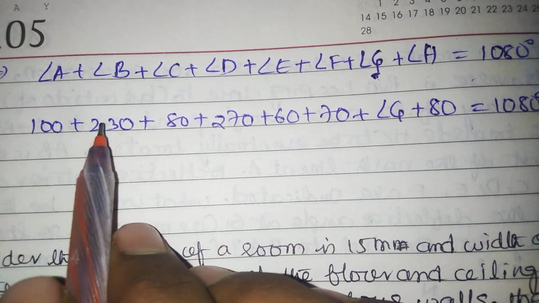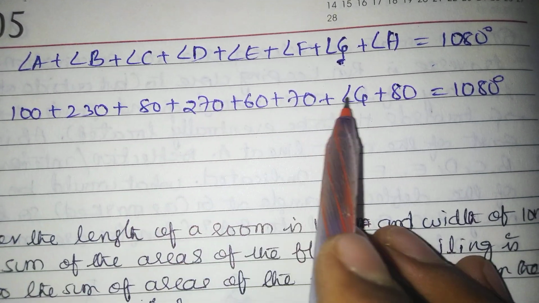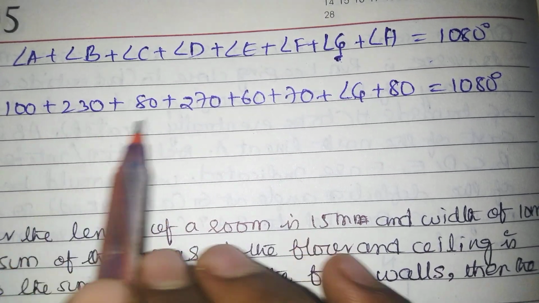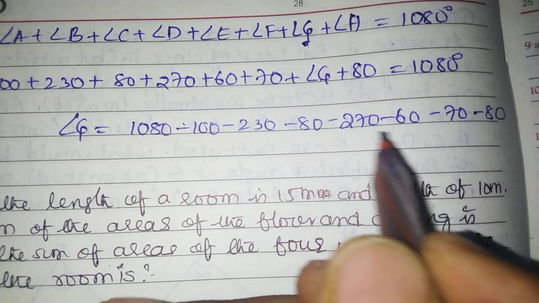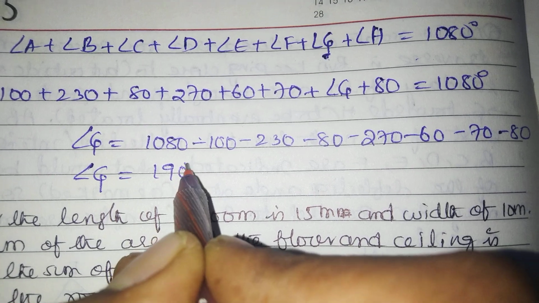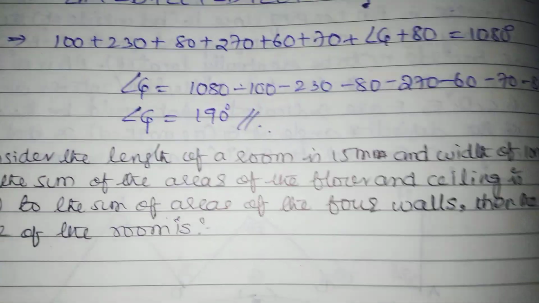After substituting those angles in the equation, we take only the G angle. We shift all these angles to the right side. After shifting, finally we get the angle at G equal to 190 degrees. This is the answer for this question. Thank you. We have to move to the second question.